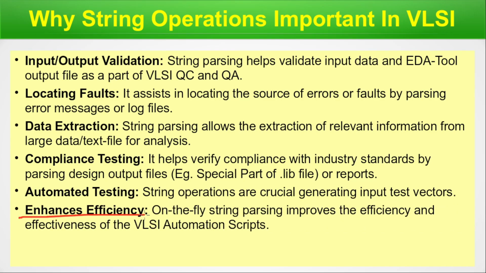Next, enhances efficiency. On the fly string parsing improves the efficiency and effectiveness of the VLSI automation scripts. The string manipulation capability, that is whatever we are reading, we are checking, and maybe we are dumping it or writing it as a file, this efficiency helps in the automation process. That means the string handling capability of any scripting language makes it robust for automation. The more it can deal with the strings, the more it is applicable for the automation, because here whatever we are running in the terminal or what we are getting as an output, everything comes in form of text, and text is nothing but the collection of strings.